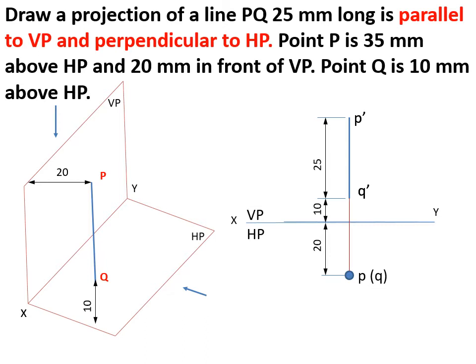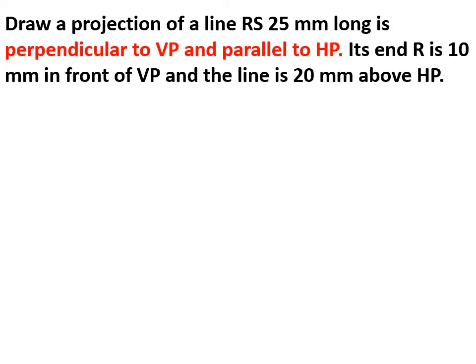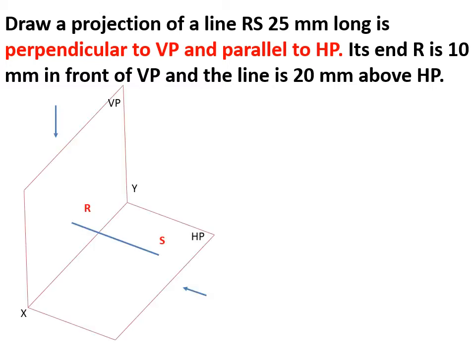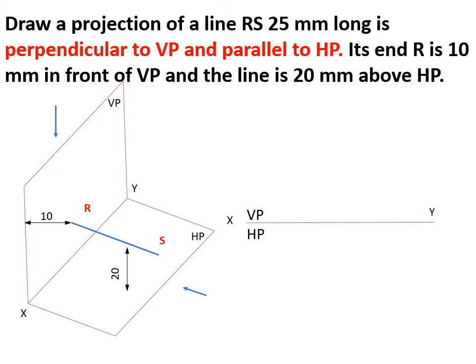Okay. So an alternate type of this problem is a line parallel to HP and perpendicular to VP. Line RS is 25 mm long. What is the position of the line? RS is perpendicular to VP, but still it is parallel to HP. Now R is 10 mm in front of VP, as clearly given. So the R end should be nearer to the VP plane, 10 mm in front of VP.